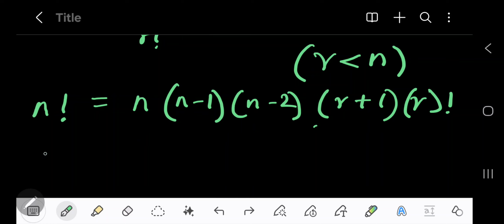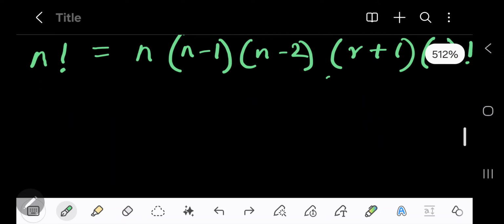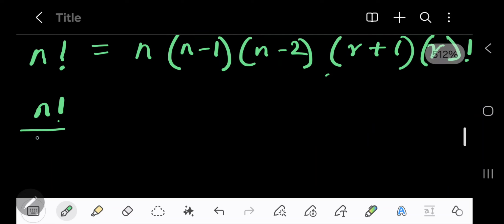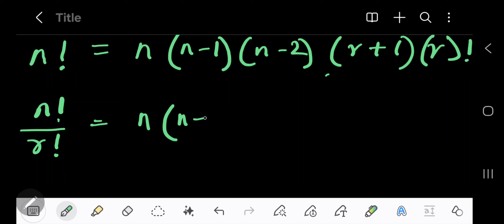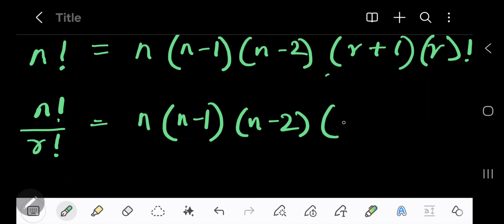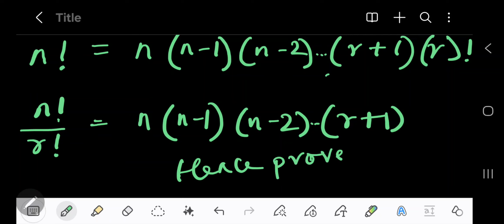If we bring this r! over to our left hand side, we get n!/r! equals n times (n-1) times (n-2) and so on times (r+1), with certain numbers between them. That's all you have to do, because we proved our original equation. This is what we had to find out.